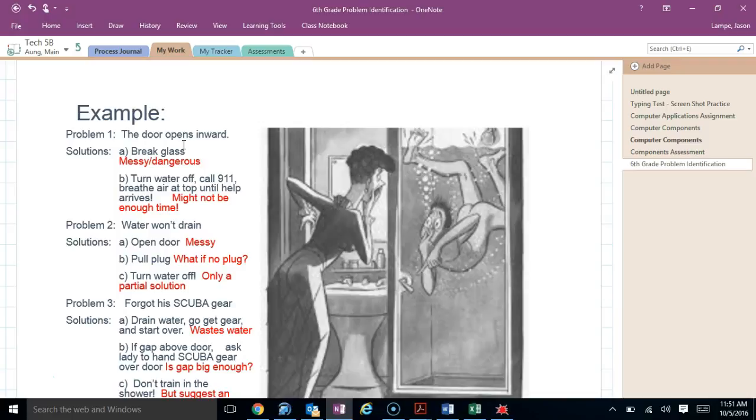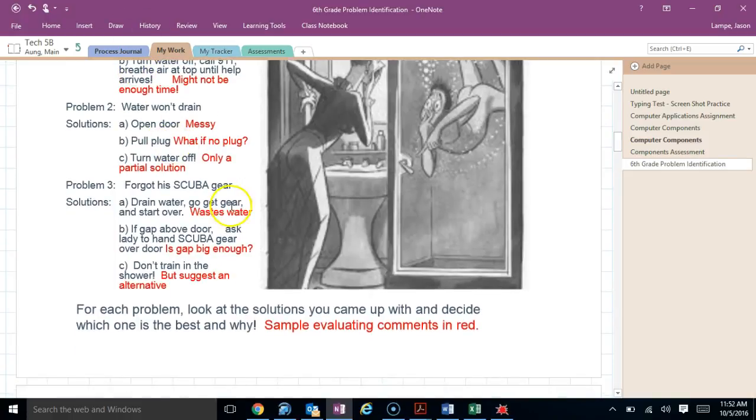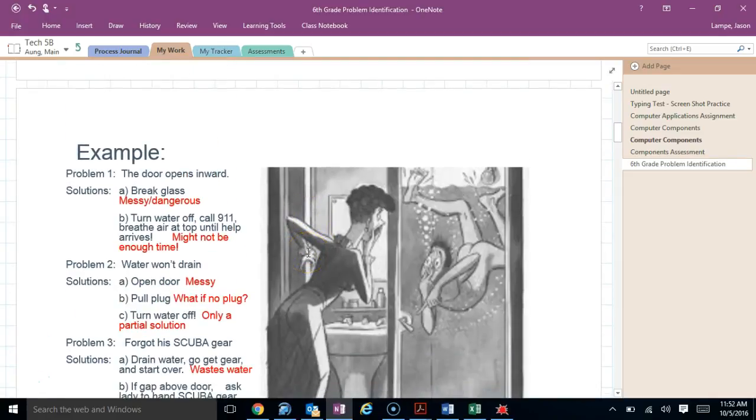So keep in mind, yes, we know he's drowning. But is that necessarily the cause of the problem? No. So you can see right here, maybe it's the door opens inward. And when all that water's there, it's pushing it closed, so he can't do it. Maybe the water just won't drain and the door's stuck. Maybe he just forgot his scuba gear. Whatever, we come up with the problem. We see a problem, we know we need to do it. Get over it. And then what are some options?